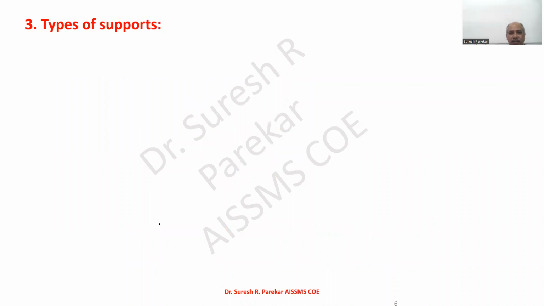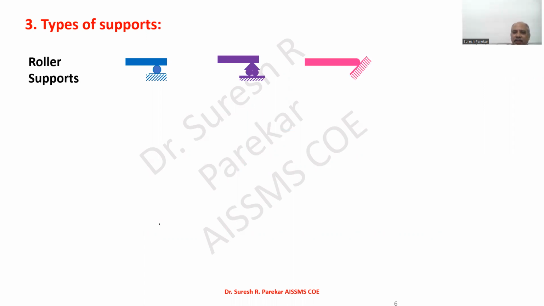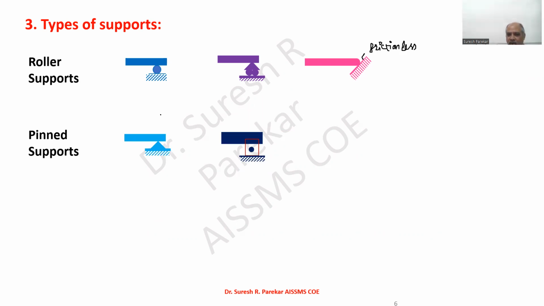Then we will switch over to the types of supports. So we have three supports. First is the roller support, which may be shown like this. Then we have the simple support; the roller support may be shown like this, or it may be shown like this, mentioning this surface is frictionless. And so as it is frictionless, it will act as a roller support. Now, second we have the pinned support, shown by this. It may be shown by this.